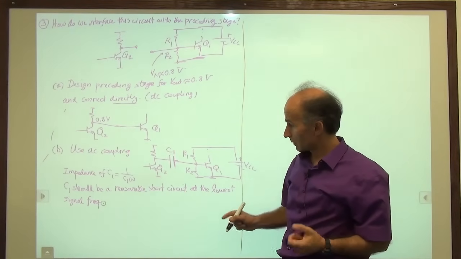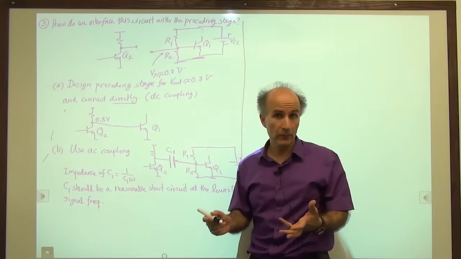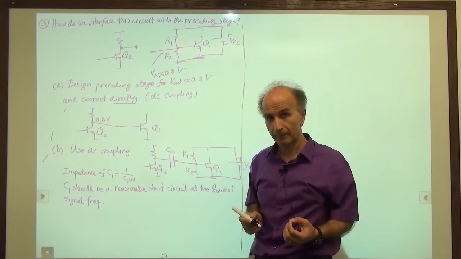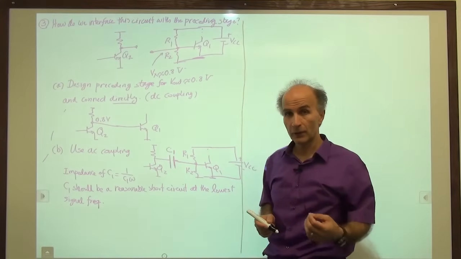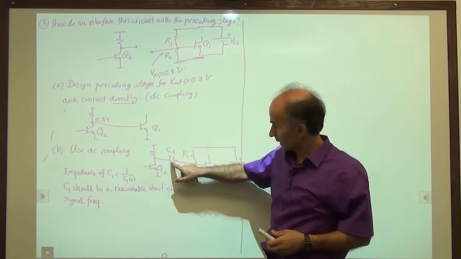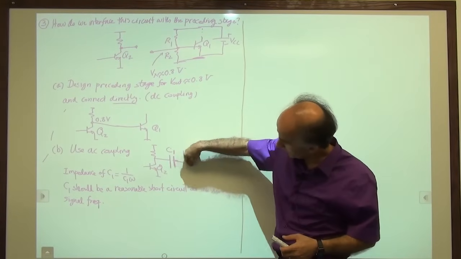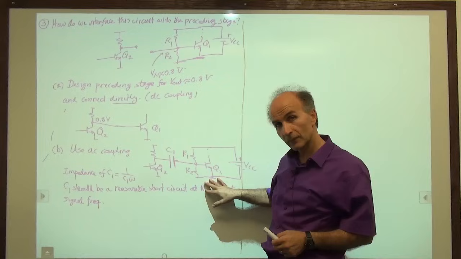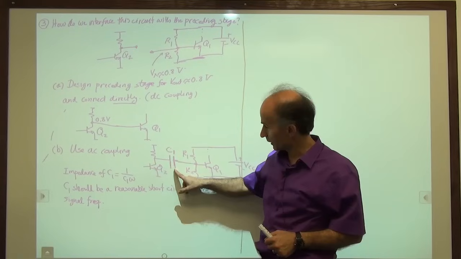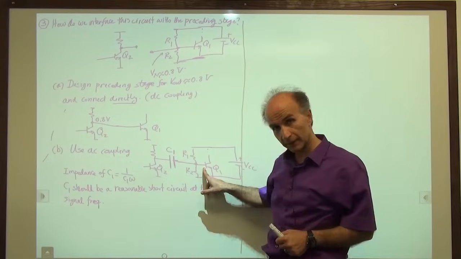Okay, so what do we mean by a reasonable short circuit? 1 ohm, 10 ohms, 100 ohms, 1 kilo ohm. What constitutes a reasonable short circuit? Well, it has to be in comparison to the environment in which the capacitor is used. This capacitor sees this resistor on this side, and then the input impedance of the circuit on this side. All right? So what we can do is, for example, we can choose this capacitor impedance to be much less than the input impedance of the circuit.